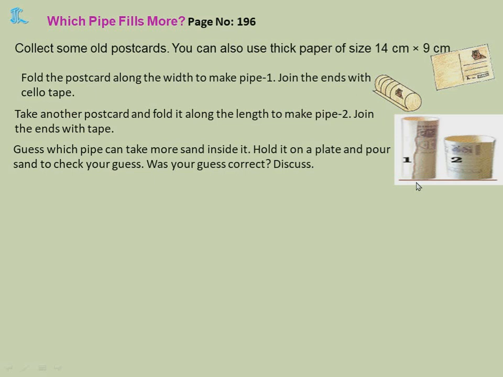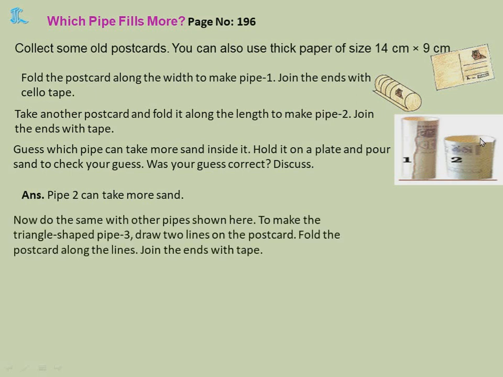Okay, was your guess correct? Discuss. Now which one will take more? Because the space here is more. So when you fold it like this, what happened here? The space is less in that. But when you fold it like this, the volume will be more in that. Space is more in that, so volume will be more in that. That's it. Pipe 2 can take more sand.